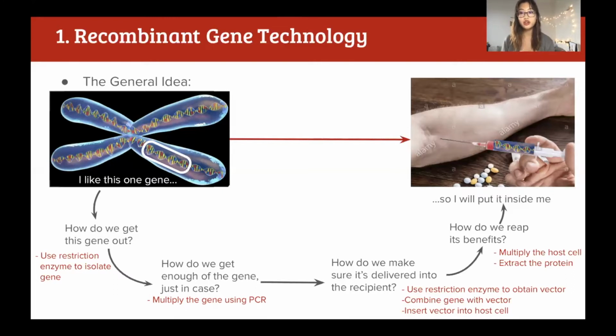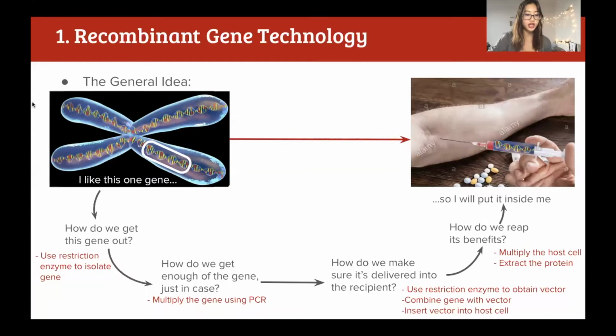How do we make sure, therefore, that it's delivered into our recipient? We're going to use the same restriction enzyme to obtain our vector. We're going to combine the gene with the vector, and we're going to insert our vector into the host cell. How do we reap its benefits? We multiply the host cell, extract the proteins, and then turn it into a form that's pharmaceutically useful to us, that we can reap the benefits from.